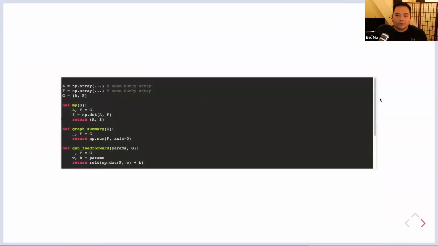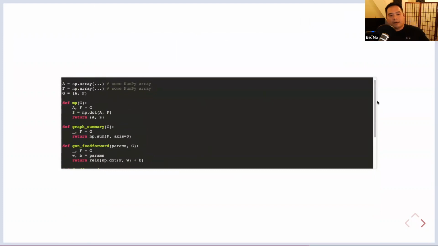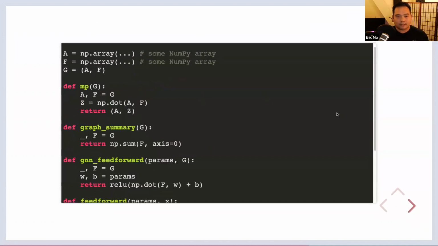Let me show you, as a little bit of a bonus, some code. Actually, this is probably better read on your own. Let me see if I can zoom in a little bit.